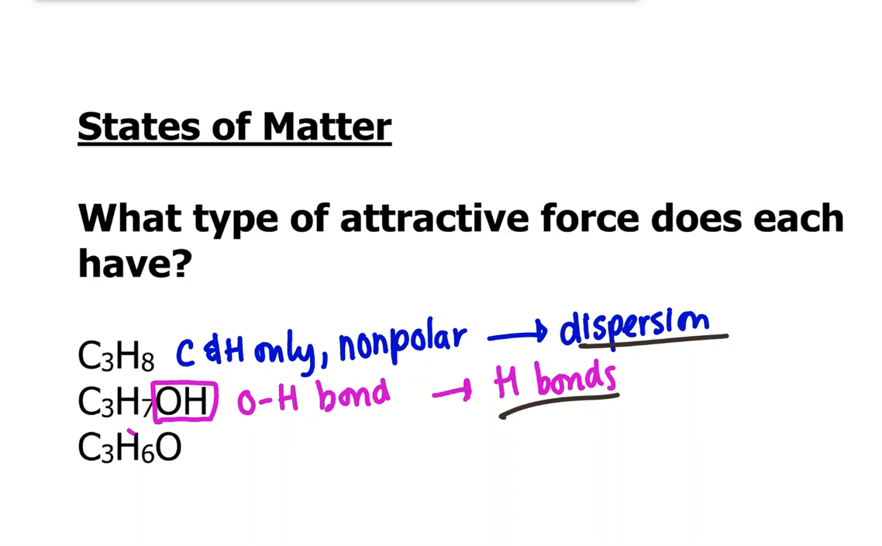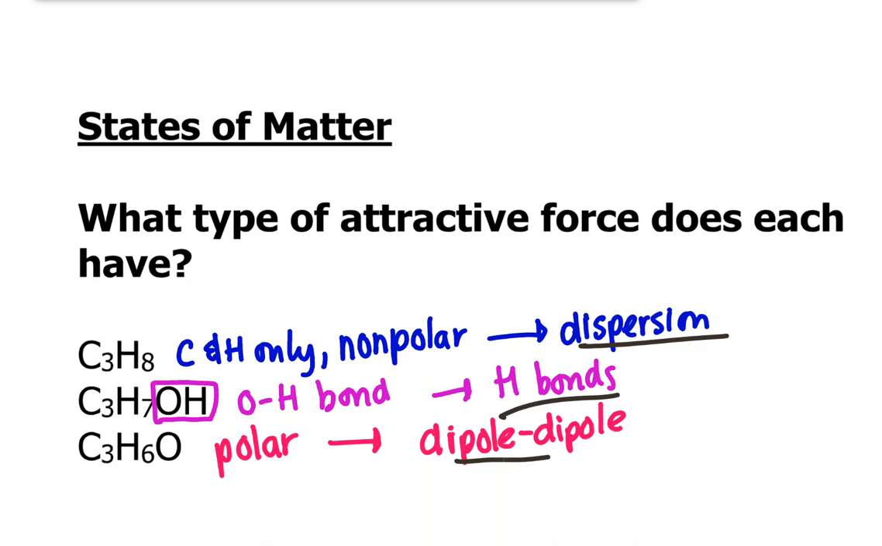Okay, the last one, it does have an oxygen. So it has a polar bond in there somewhere, but it doesn't have O to H. These hydrogens are not attached to the oxygen. The oxygen must be attached to the carbon. So it does have a polar bond because oxygen is very electronegative. And since it's polar, it will form dipole-dipole attractions. Sometimes we just say dipole instead of saying it twice.